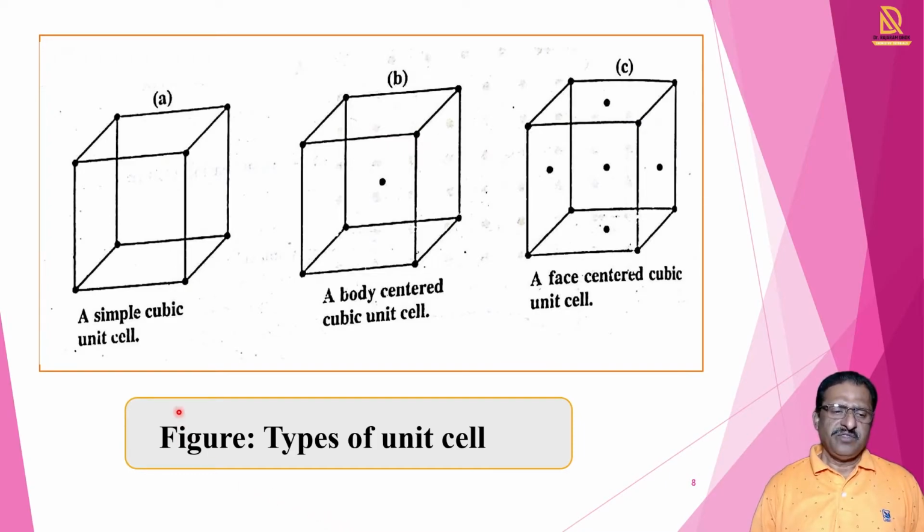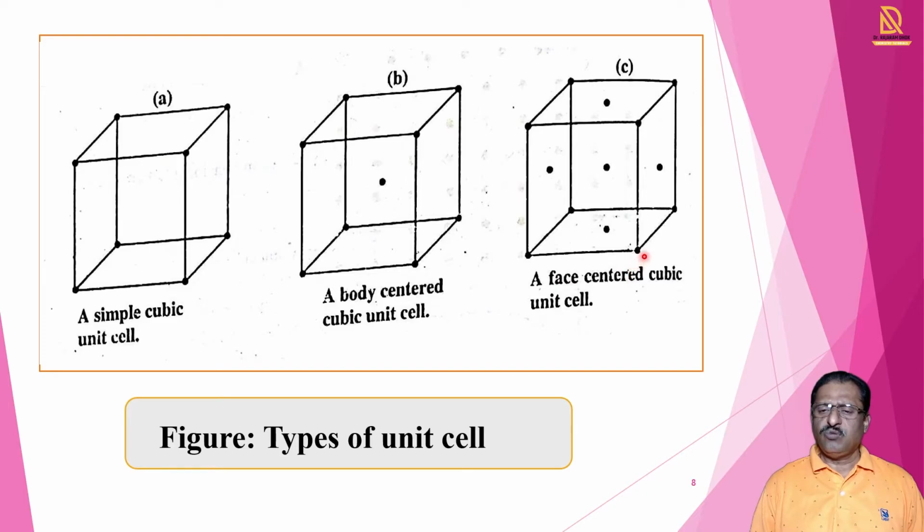You see this diagram. In this first diagram, at every corner of the cube there is an ion, and so this is called a simple cubic unit shell. In this second diagram, at every corner of the cube there is one ion, and at the center there is also an ion. So this is called a body centered cubic unit shell. From the name we can explain the meaning: at the center of the body of the cube there is one ion, and so that is the body centered cubic unit shell.